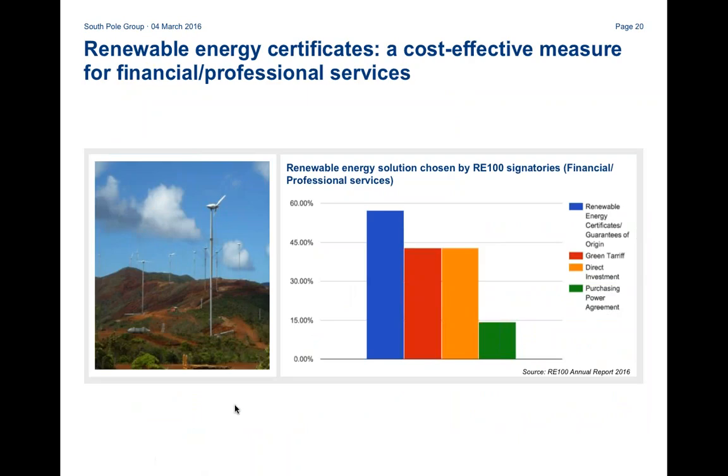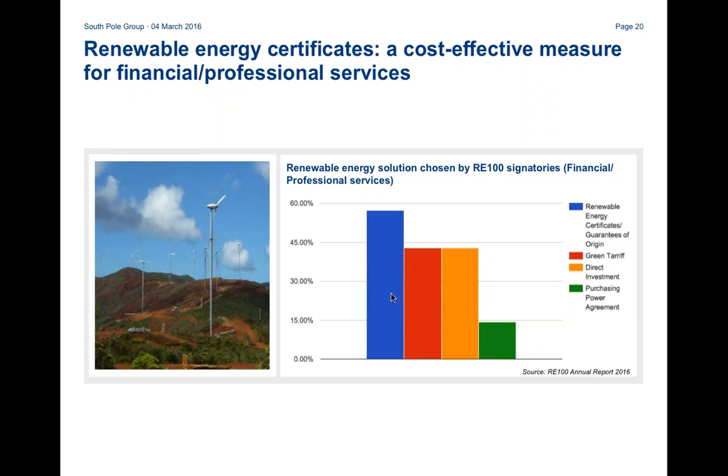Now, what about the use of renewable energy certificates specifically by the financial and professional services sector? So these are some statistical numbers from the RE100 annual report, which was issued at the beginning of this year, but it refers to consumption data of 2014, and these are only data of companies that have signed up to the RE100 and therefore have reported their consumption. So as you can see, actually, renewable energy certificates have been the type of renewable energy mostly used by the financial sector. 60% of financial and professional services companies reporting to RE100 have purchased RECs. And then the second most used options are actually green tariffs and direct investment, with power purchase agreements being the least used. It's important to note actually that a company can choose also several options.